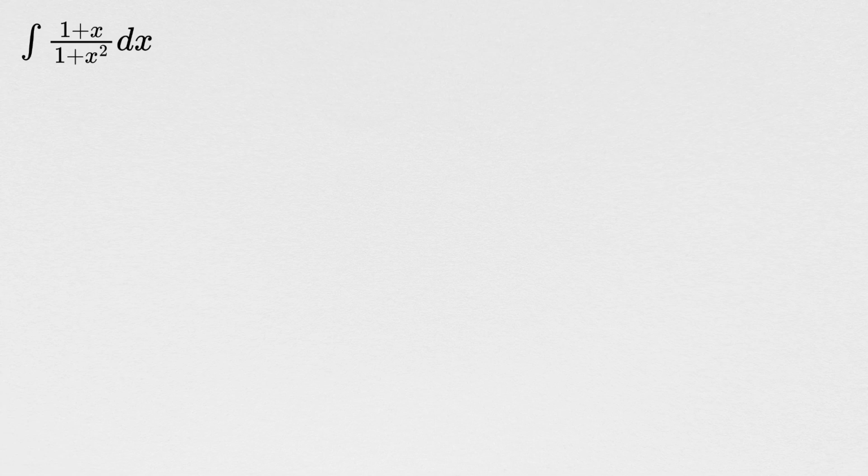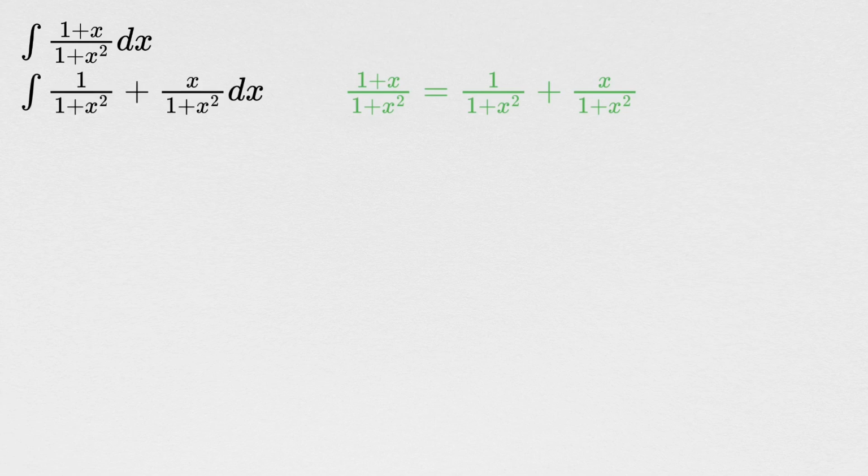So taking a look at our integrand, we have 1 plus x divided by 1 plus x squared, which is the same as 1 divided by 1 plus x squared plus x divided by 1 plus x squared. Let's rewrite our integral. We also have a rule of integration that says the integral of the sum of two functions is equal to the sum of the integrals of those two functions.